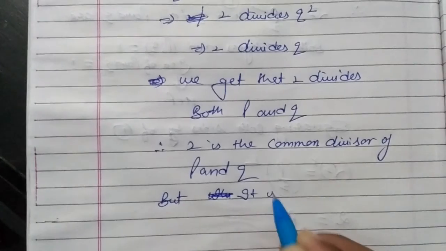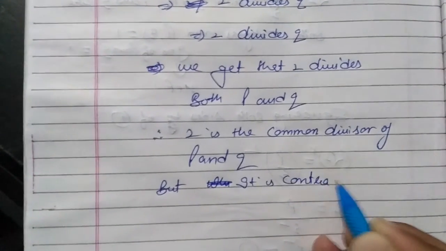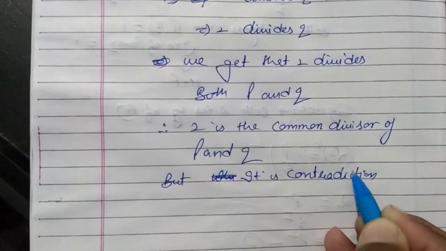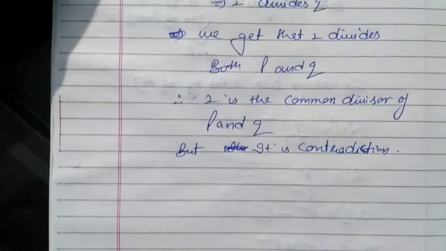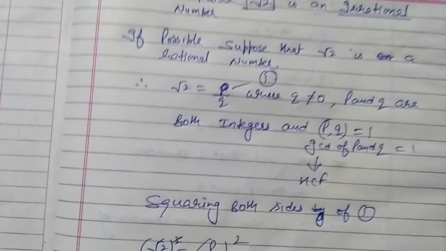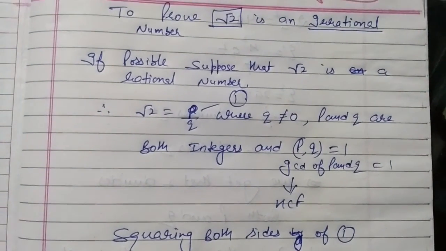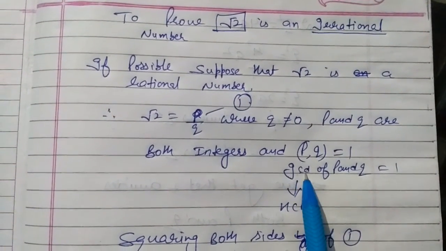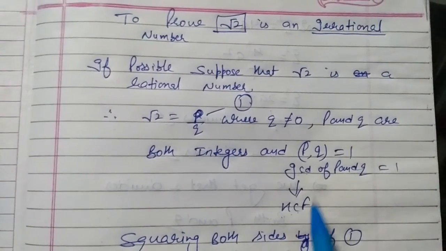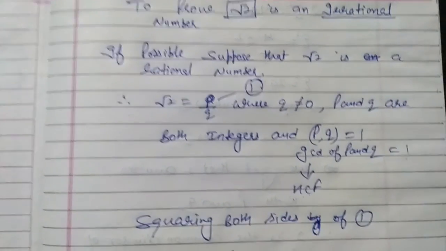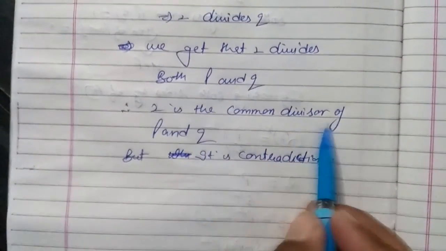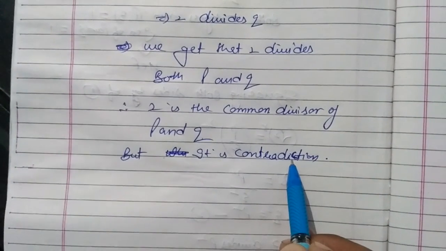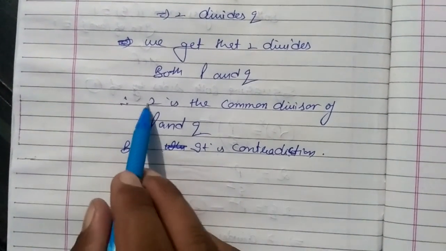but it is a contradiction, as in the definition of rational number, we take GCD of p and q, that is greatest common divisor, means HCF, highest common factor of p and q, is equal to 1. But here we get 2 as a common divisor of p and q, which is a contradiction, because 2 is greater than 1.